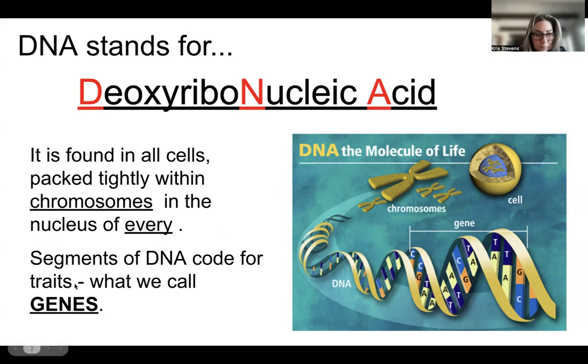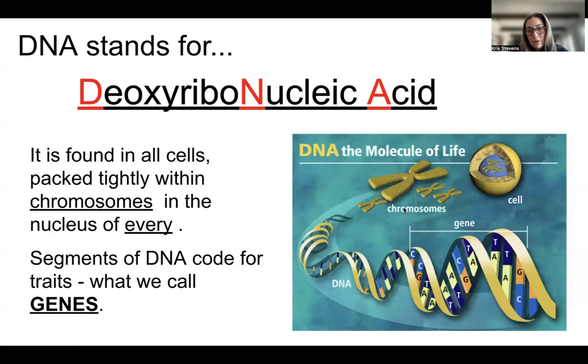Segments of DNA code for traits, what we call genes. So a trait might be something like hair color. That's a trait. And then we have something called alleles, which we're going to get into, and we have two alleles for every trait. So hair color, skin color, height, all of those are traits. So chromosomes, if you remember, we have 46 chromosomes. We got 23 from our mom and 23 from our dad.